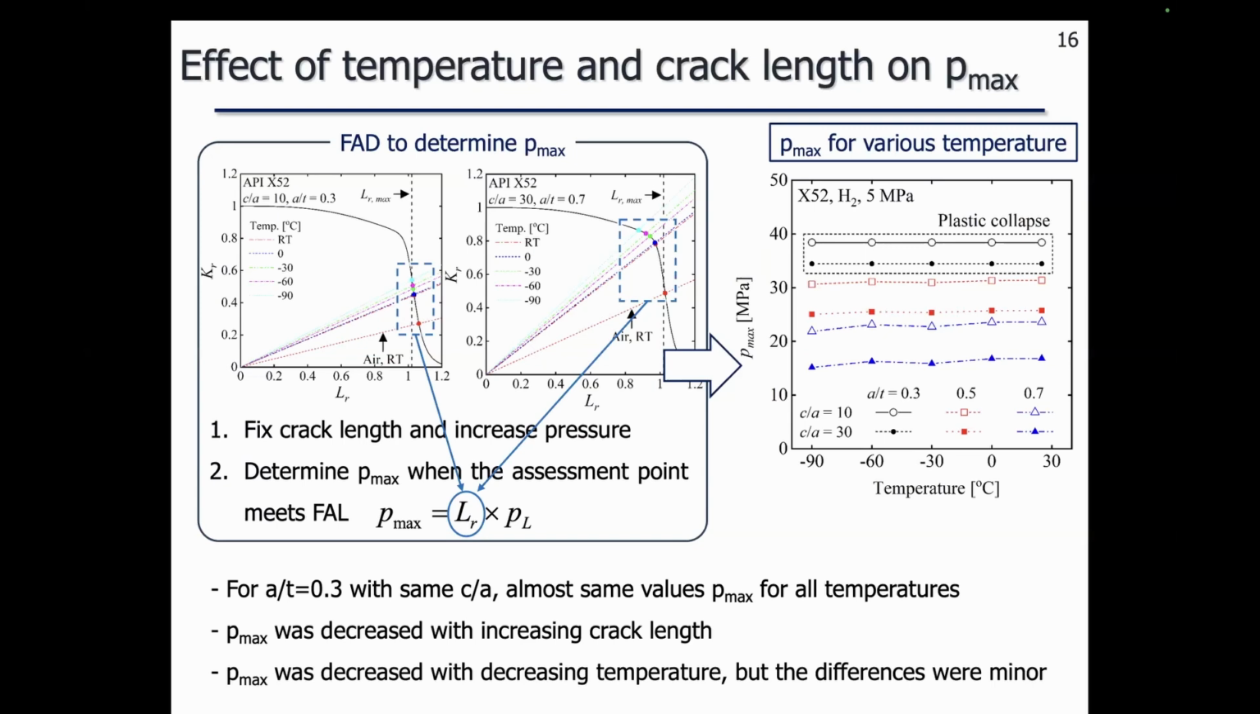It shows that for a/t equals 0.3 with same c/a, the Pmax values for all temperatures have almost the same value, and also the Pmax decreased with increasing crack length, and Pmax decreased with decreasing temperature, but the differences were minor. These trends might result from the interaction effects of the low temperature hardening and ductility loss by hydrogen embrittlement.